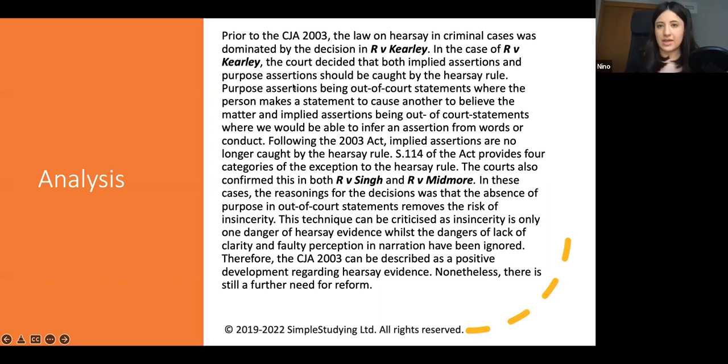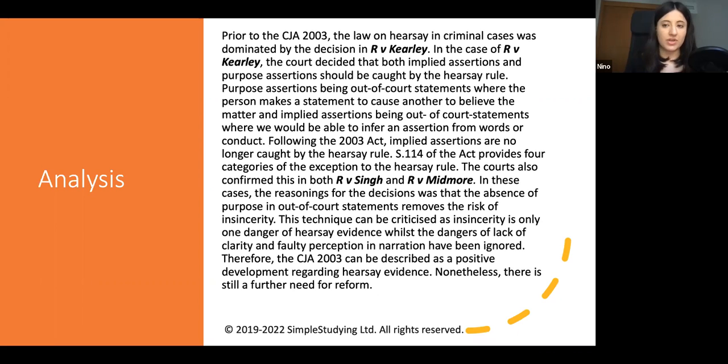Prior to the 2003 Act, the law was dominated by the case of R v Kearley. In R v Kearley, the court decided that both implied assertions and purpose assertions should be caught by the hearsay rule. Purpose assertions are out-of-court statements where the person makes a statement to cause another to believe the matter, and implied assertions are out-of-court statements where we would be able to infer an assertion from words or conduct. Following the 2003 Act, implied assertions are no longer caught by the hearsay rule.